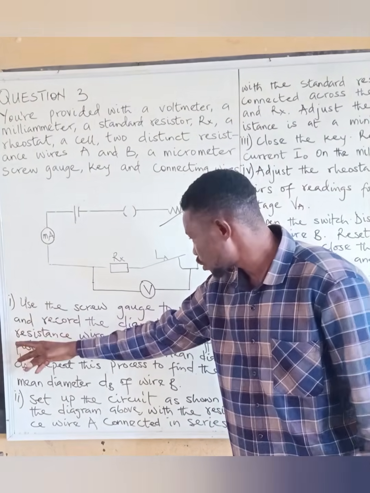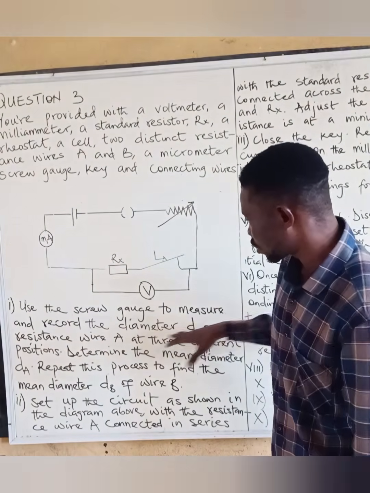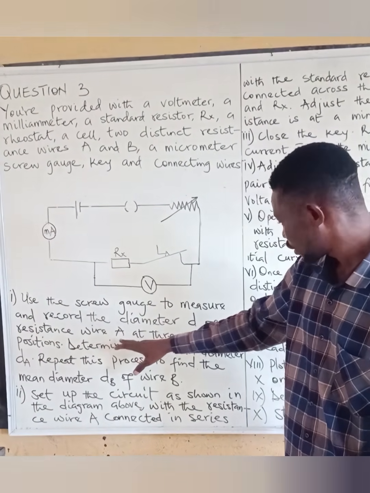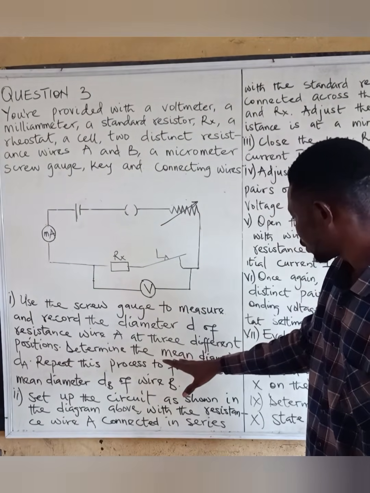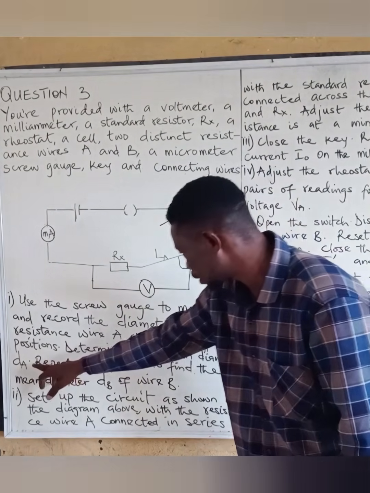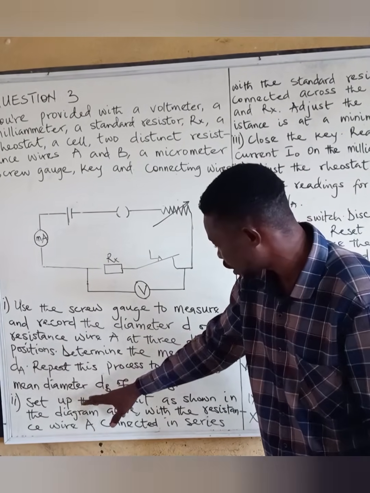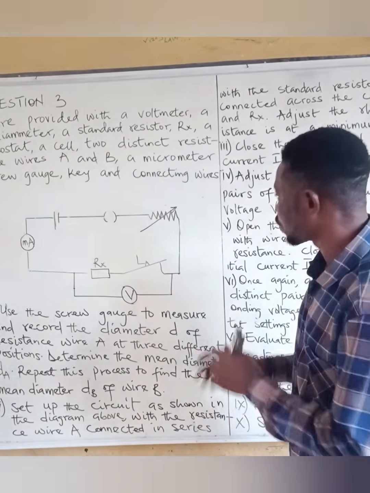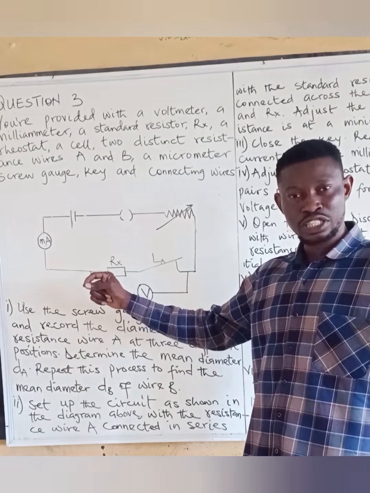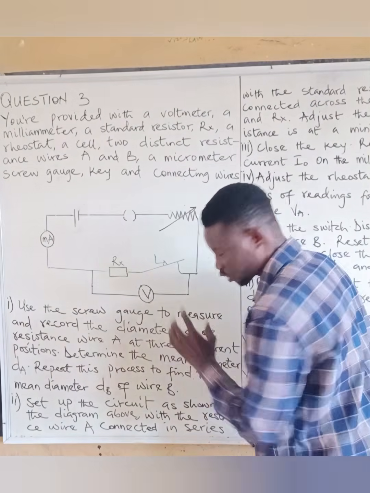Okay, and the procedure is to use the screw gauge to measure and record the diameter D of the resistance wire A at three different positions. Determine the mean diameter D of A. Repeat this process to find the mean diameter D of the wire. This is done to check if the wire has a uniform cross section all through its length. That's why you have to take it for three different times.